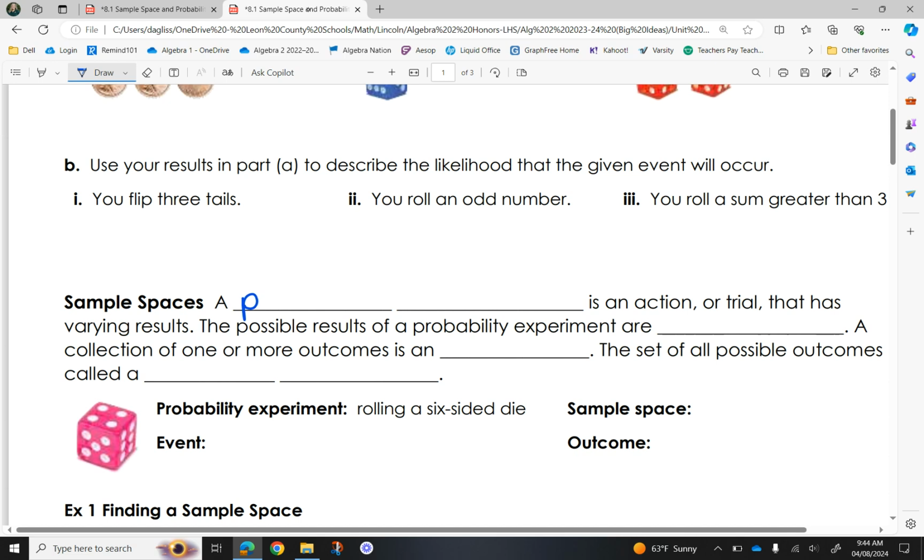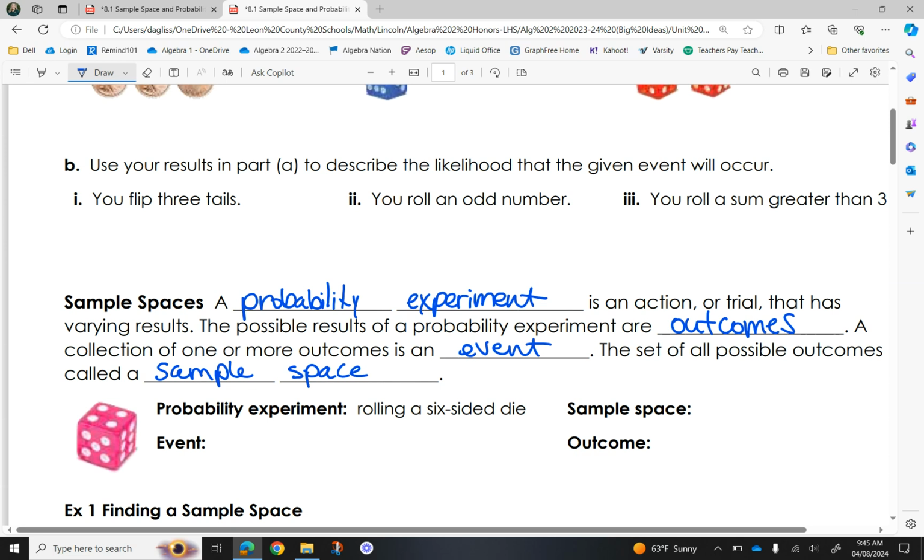A probability experiment is an action or a trial that has varying results. The possible results of a probability experiment are the outcomes. And a collection of one or more outcomes is called an event. The set of all possible outcomes is called a sample space. Okay, so that's everything in words.